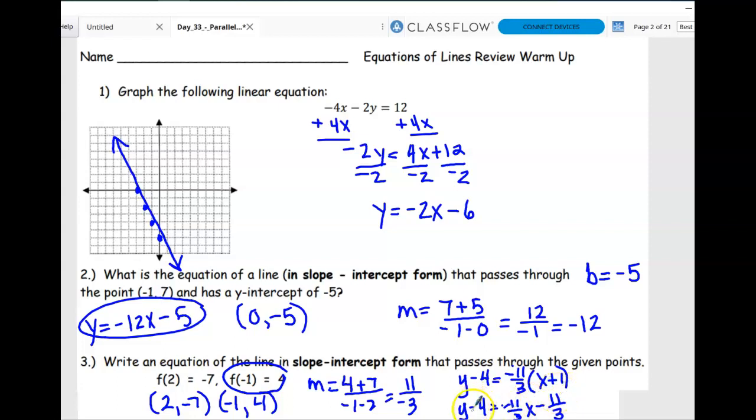All right, I'm running out of space here, but I'm going to add 4 to both sides. Since I'm adding 4, I'll do that right down here. I'm actually adding 12/3, because that is equivalent to 4. I want the same denominator for my fraction. So my final equation is y is equal to negative 11/3 x plus 1/3. And that's a negative in there, just so that you know. There's our equation.